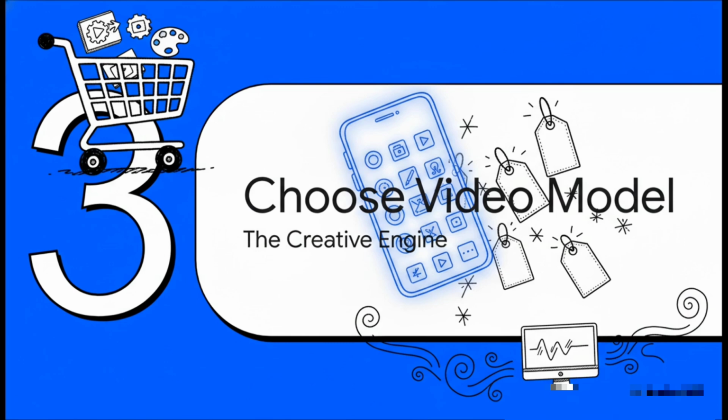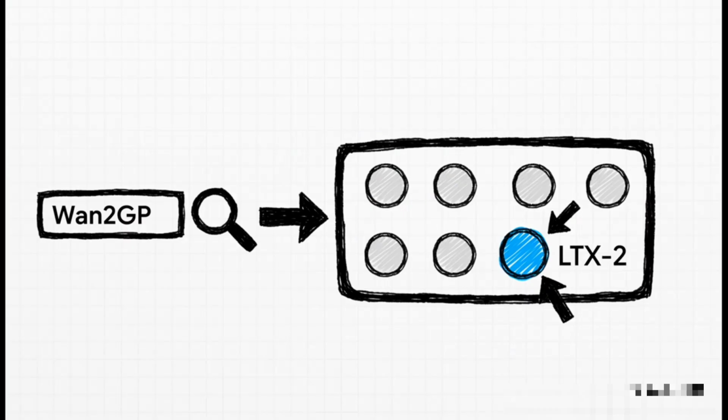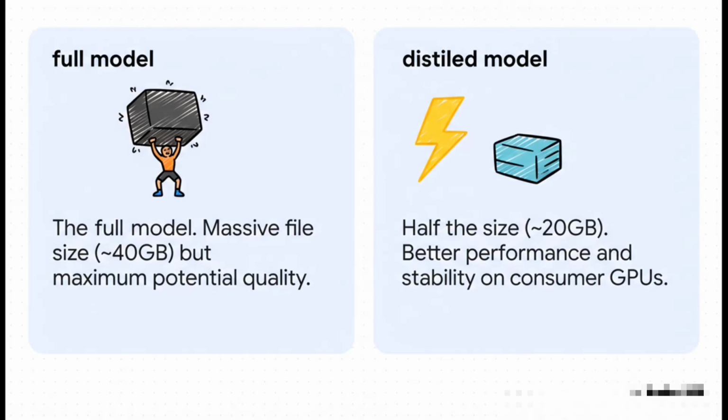Okay, with Pinokio installed, we've got our AI app store. Now it's time to go shopping and grab the actual creative engine that's going to generate our videos. Once you open Pinokio, you're going to go to the Discover tab and search for a script called Wan2.2. Now think of this script as like a central dashboard. It lets you run a few different powerful video models all from one clean interface. We're going to install that, and then we'll focus on a model called LTX-2, which is just fantastic for both video and audio.